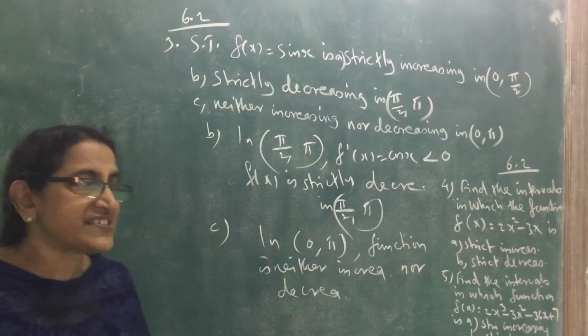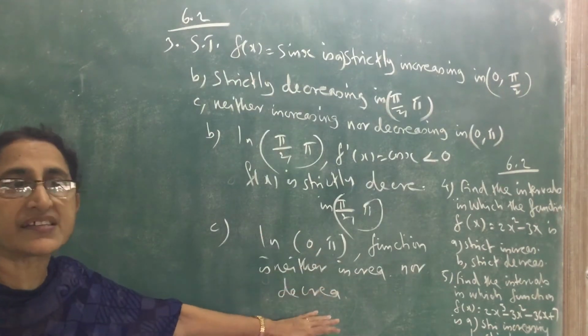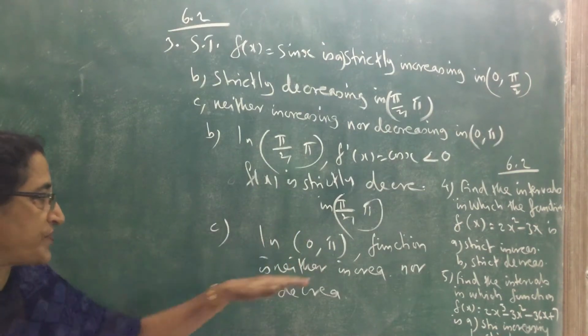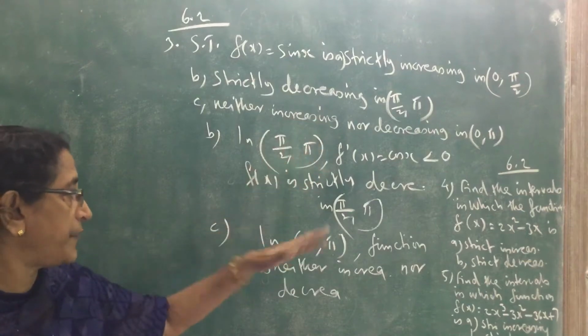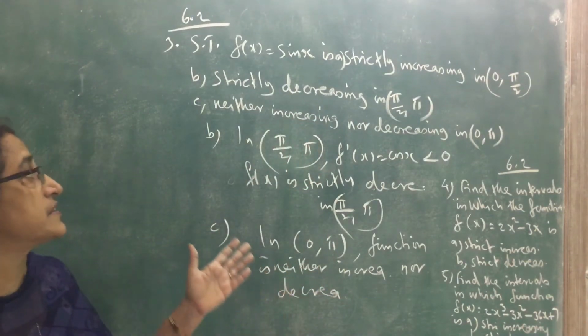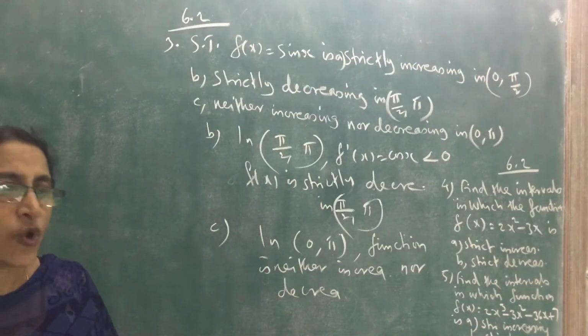So in the interval (0, pi), the function is neither increasing nor decreasing, because in a part of the interval, 0 to pi by 2, the function is strictly increasing, and in the other part, pi by 2 to pi, it is strictly decreasing. So in the interval 0 to pi, the function is neither increasing nor decreasing.